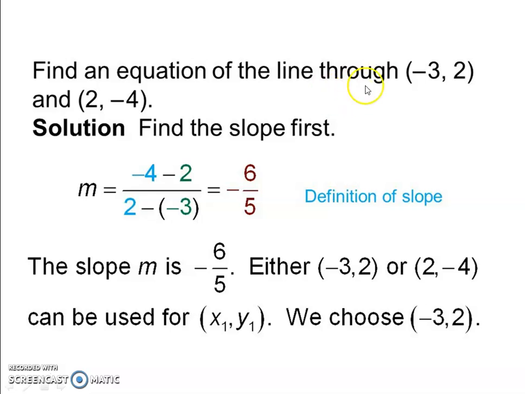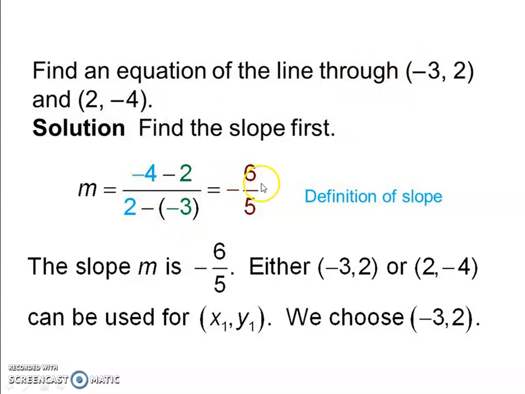Find the equation of the line through the points minus 3 comma 2 and 2 comma minus 4. First we have to find the slope, that is our main target. m is equal to minus 4 minus 2 upon 2 minus of minus 3. Where is it derived? We have the formula y2 minus y1 upon x2 minus x1. y2 is minus 4, y1 is 2, upon x2 minus x1. x2 is 2 minus of minus 3.